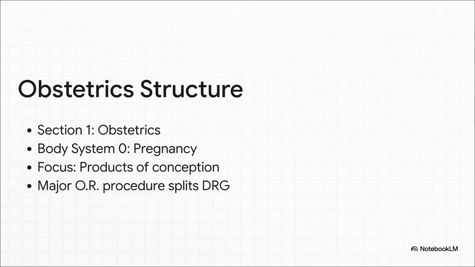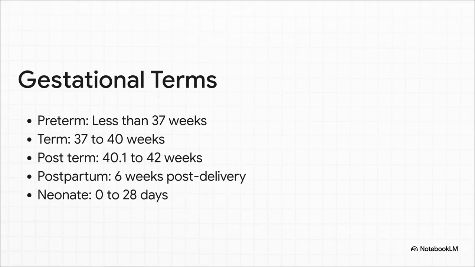We're talking about the zygote, the embryo, the fetus, the amnion, the umbilical cord, and the placenta. And ultimately, whether a case falls into a medical DRG or a surgical DRG completely depends on whether a major operating room procedure was performed on these specific body parts. Now you might be wondering, how exact do we need to be? Well, incredibly exact. Notice how precise we must be with our gestational timelines.